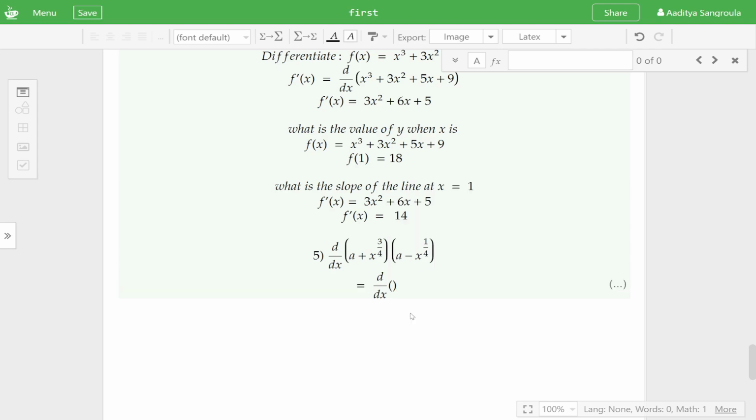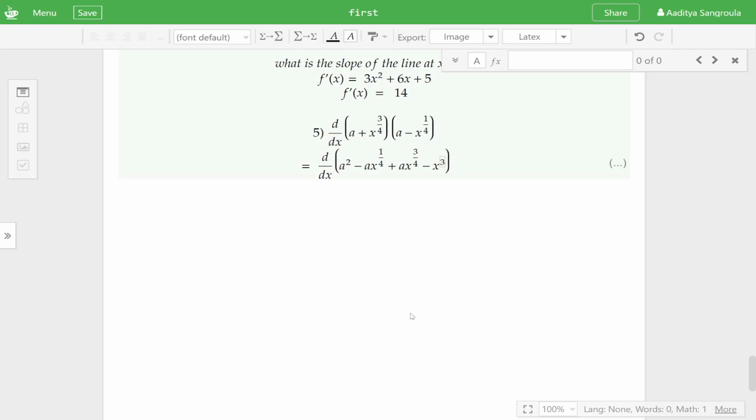We can say this is the derivative of a squared, right, minus a x raised to the power 1 over 4 plus a x raised to the power 3 over 4 minus x raised to the power 3 over 4 times x raised to the power 1 over 4, right? So this is the derivative.